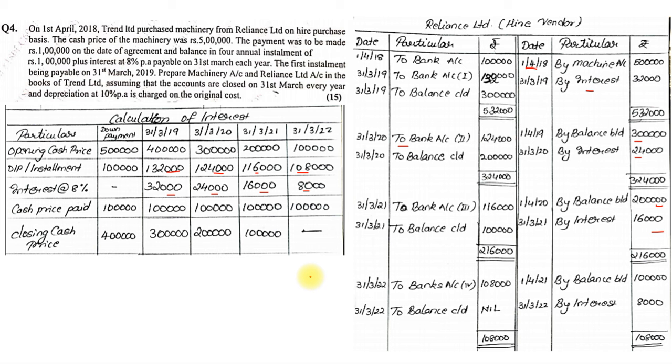Okay, so this is how you all had to solve the sum based on hire purchase. First we prepared the machinery account and second we prepared the vendor's account. But for that we had to do one more calculation of interest. So I hope everyone has understood it.